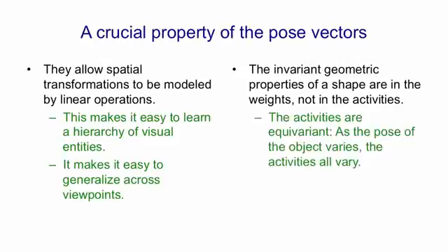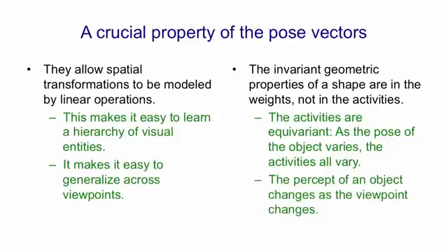So rather than trying to get neural activities that are invariant to viewpoint, which is what the pooling in a convolutional net is trying to do, we're going to aim to get neural activities that are equivariant to viewpoint. As the pose of the object varies, the activities of the neurons vary. That means the percept of an object, not its label, but what it looks like, is going to change as the viewpoint changes.